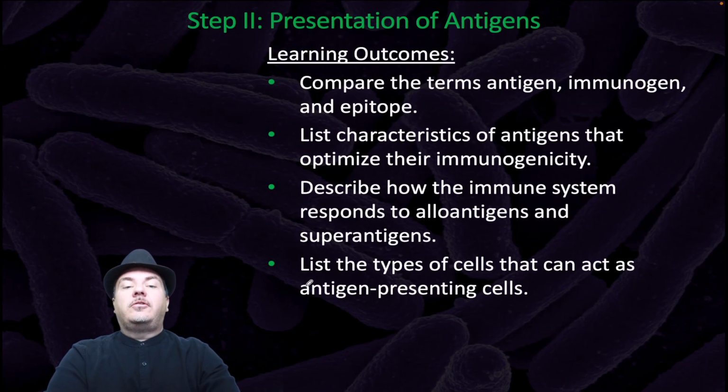By the end of this video, you should be able to compare the terms antigen, immunogen, and epitope, list characteristics of antigens that optimize their immunogenicity, describe how the immune system responds to alloantigens and superantigens, and list the types of cells that can act as antigen-presenting cells.